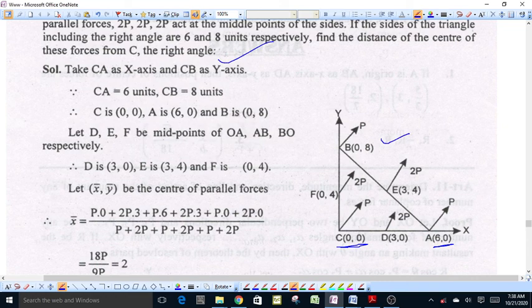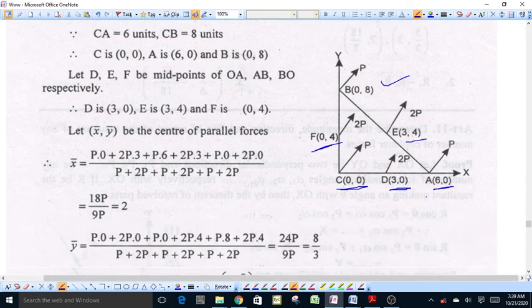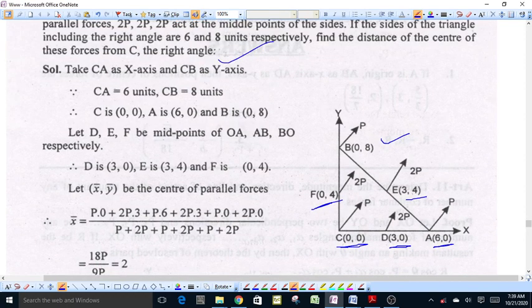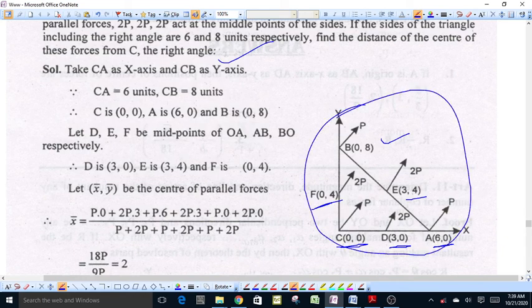Now we take midpoints. Suppose D is the midpoint of CA, and coordinates of D will be equal to (3, 0). Suppose F is the midpoint of CB, and coordinates of F will be, by using the midpoint formula, (0, 4). The coordinates of the midpoint of AB will be (3, 4). Suppose that all these forces are parallel forces acting at different points in the plane.